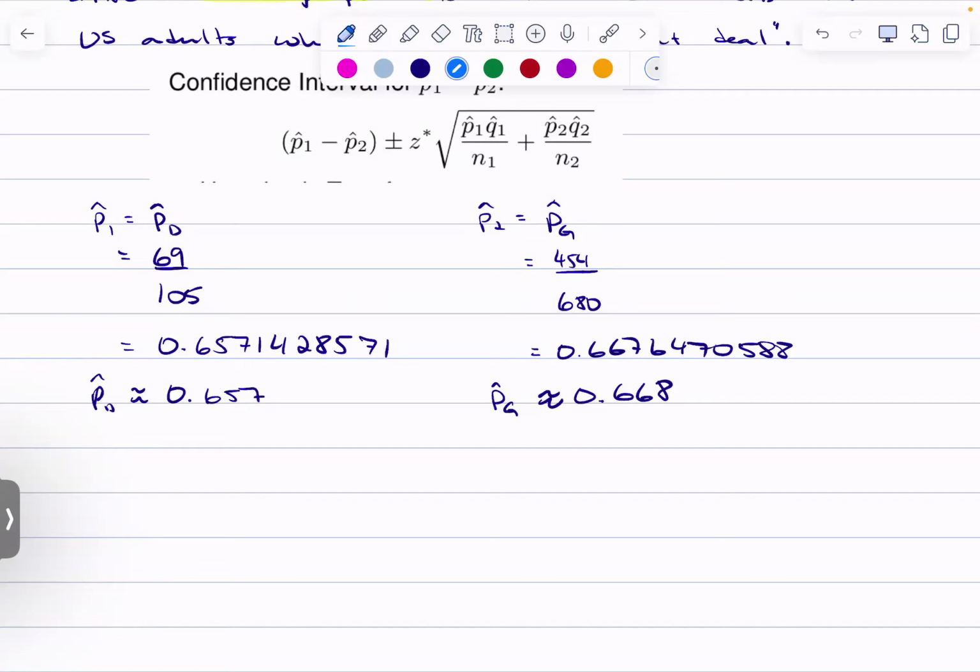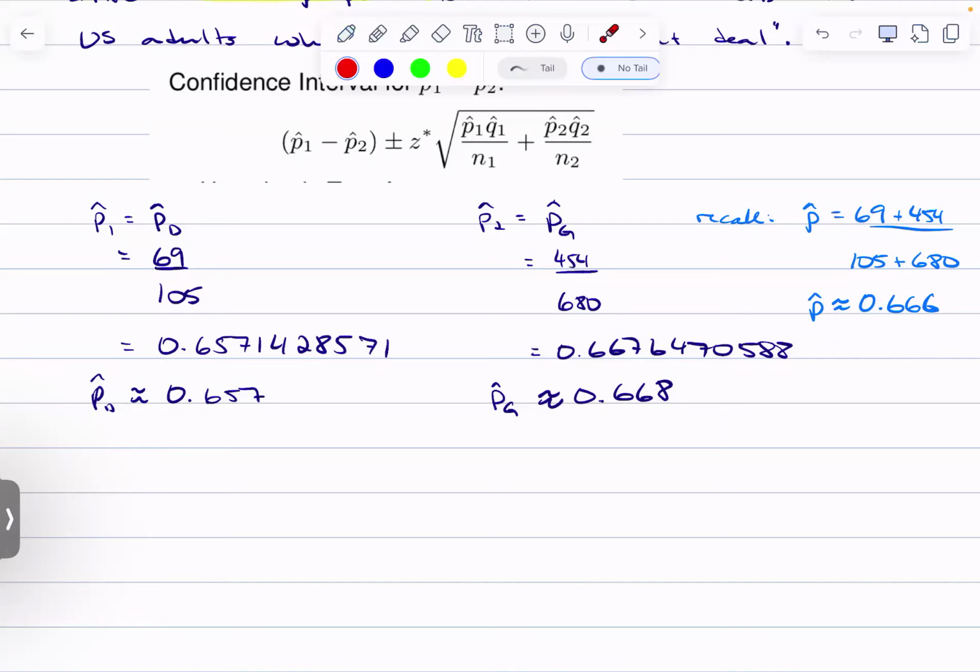And then recall p-hat was 69 plus 454 out of 105 plus 680. And I guess I'll keep the 3 decimal places, even though I said I didn't want to. So annoying. But then I've captured all the activity, so it feels good.